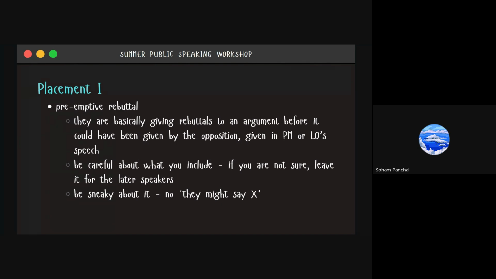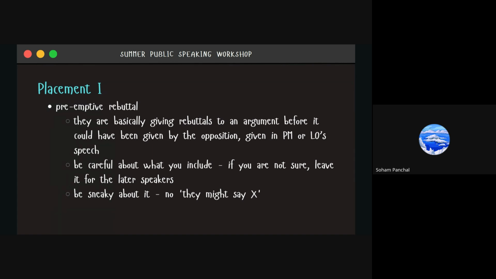So a way to provide a preemptive rebuttal is that first of all, see if they are going to mention it or not. Because if you put out an argument which they may not present, then leave it, because in that case you are wasting those 20-25 seconds on preemptively rebutting it. Only if you are very sure that they are going to come up with that argument, then you can preemptively rebut it. It's not mandatory, but you could if you want to.